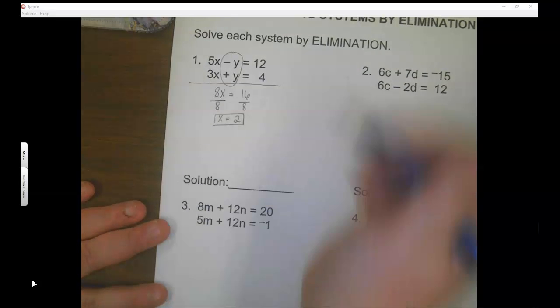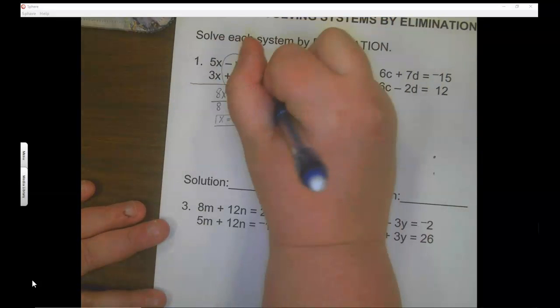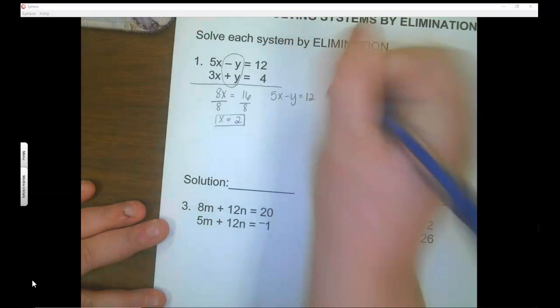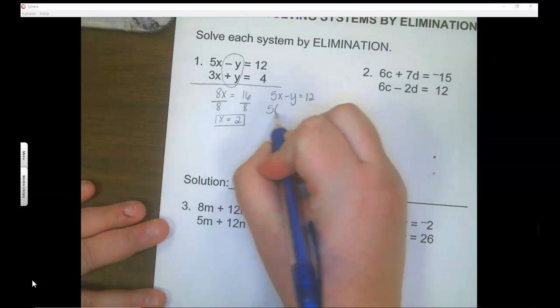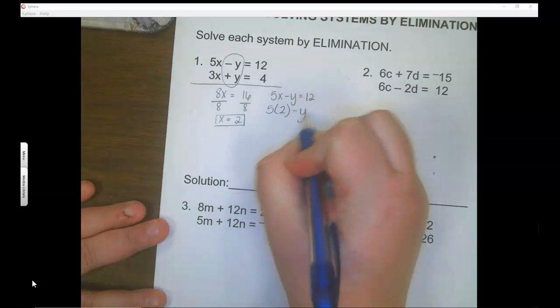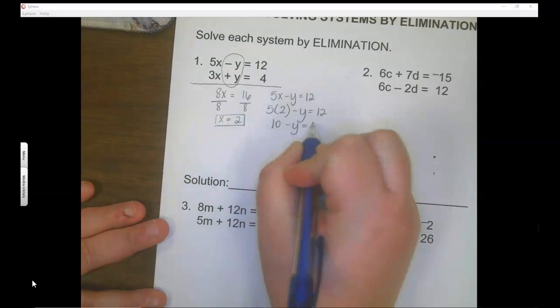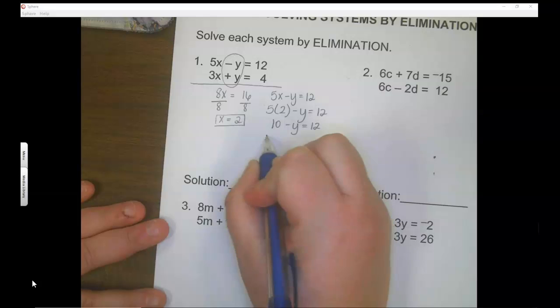Again, it doesn't matter which one I go back to. I'm just going to go back to the first one, 5x minus y equals 12. So I'm going to do 5 times 2 minus y, so 10 minus y equals 12. Subtract 10.